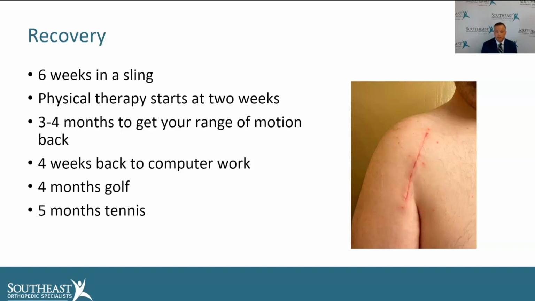Patients, when can you get back to work? Well, if you're doing computer work, you can get out of your sling at about 4 weeks and begin typing on a computer using a mouse, things like that. About 4 months getting back to golf, and about 5 months getting back to tennis.